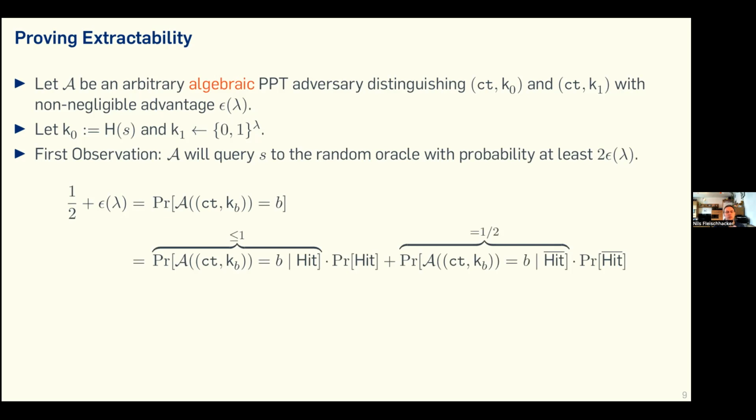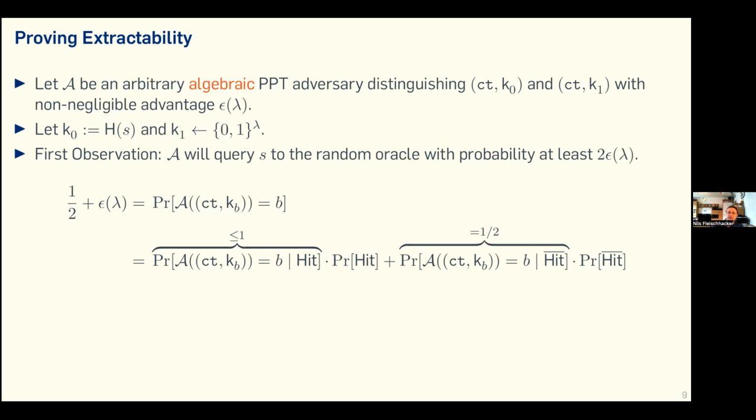Okay, so we can take this probability of the adversary and split it up. Basically, by hit, we denote the event that S is actually queried. Then we can take these conditional probabilities and ask: what's the probability that A is able to distinguish K0 from K1, given that they actually queried S? Now, if they actually queried S, then they should be able to distinguish between them, because in one case they get a random value that is independent of the hash value. In the other case, they get the same value. So we can only bound the success probability by one there.